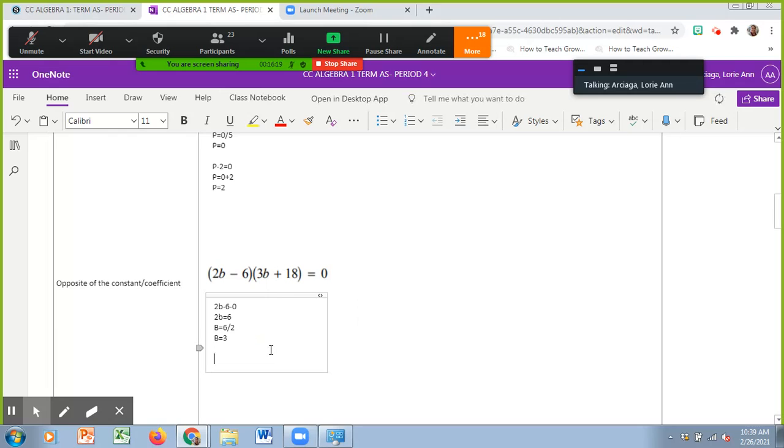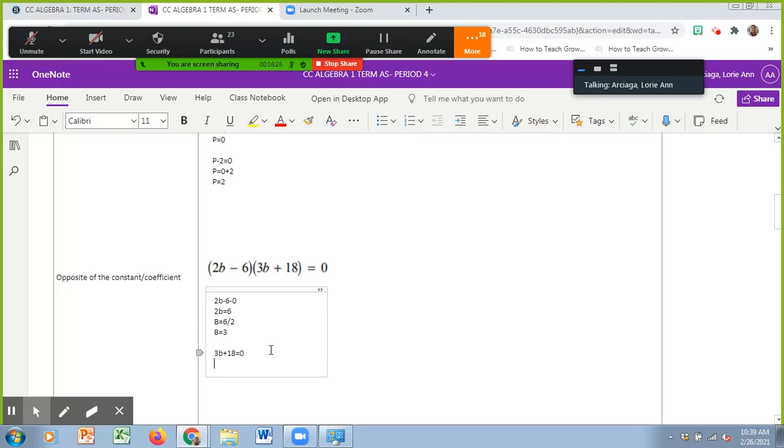Alright, so let's try to use that shortcut to solve the other one. Okay? Let's solve the other one. 3b plus 18 is equal to 0. Because if you understand the shortcut, you don't have to write out a lot of things. That will help you a lot. Okay, so b is equal to, what's the shortcut? Opposite of the constant. So can you tell me what is the opposite of the constant in here? Negative 18. Very good. Divided by the coefficient, the number that comes with the variable.